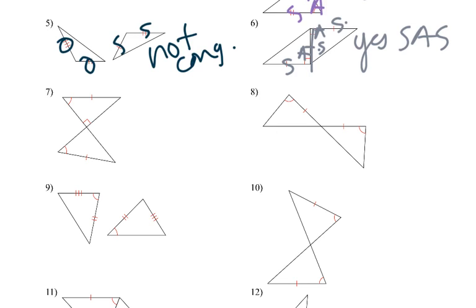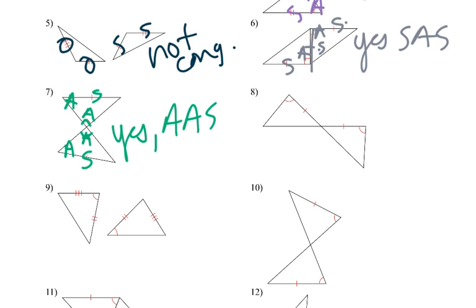Okay, I look at number 7. I've got a vertical angle, so those 2 angles are congruent. So I've got an angle, and then another angle next to it, and then the side next to that. So yes, by angle, angle, side, I have 2 congruent triangles.